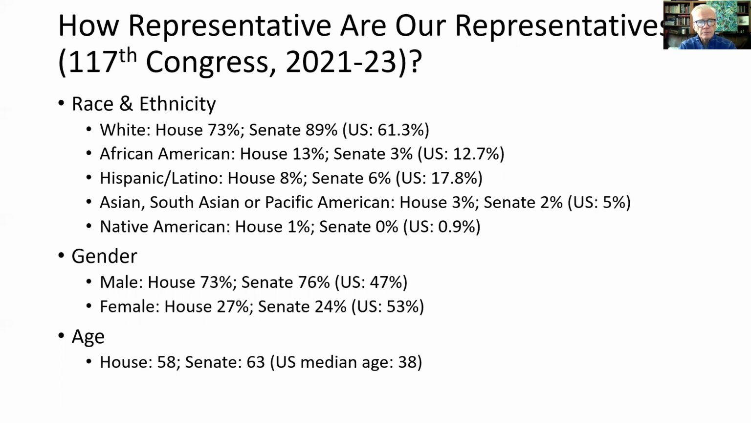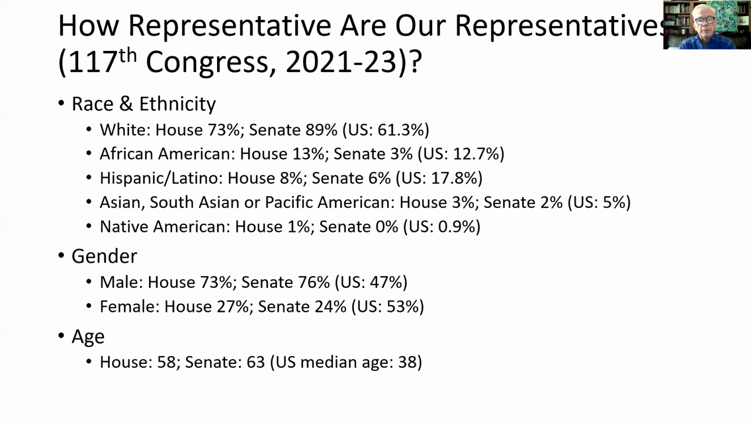Well, consider who's in Congress. First of all, in the House, about 73% of all members are white. This is the current House of Representatives, the 117th Congress, which is in session from January 2021 to January 2023. 89% of senators are white. In the US, about 61% of the population is white. And so white people are heavily overrepresented in Congress. African Americans make up about 13% of the House and about 3% of the Senate. They're about 13% of the US population. So there's rough equity in the House, but they're severely underrepresented in the Senate.